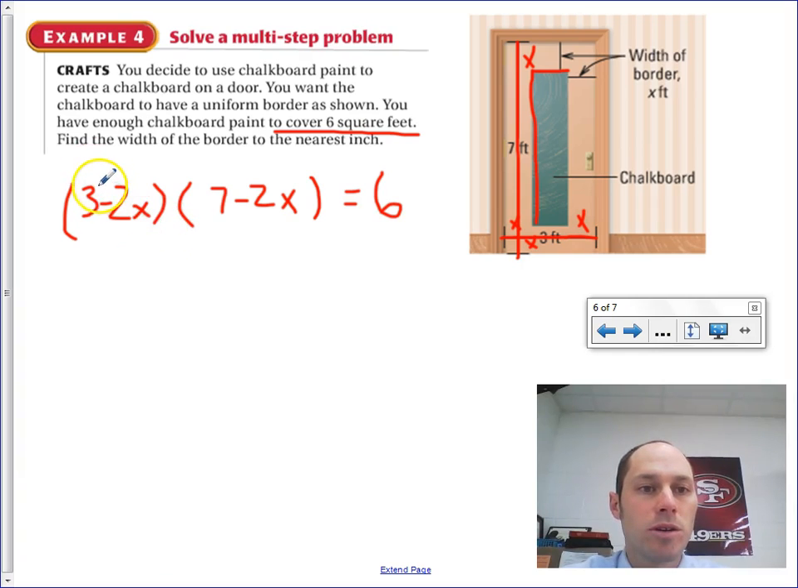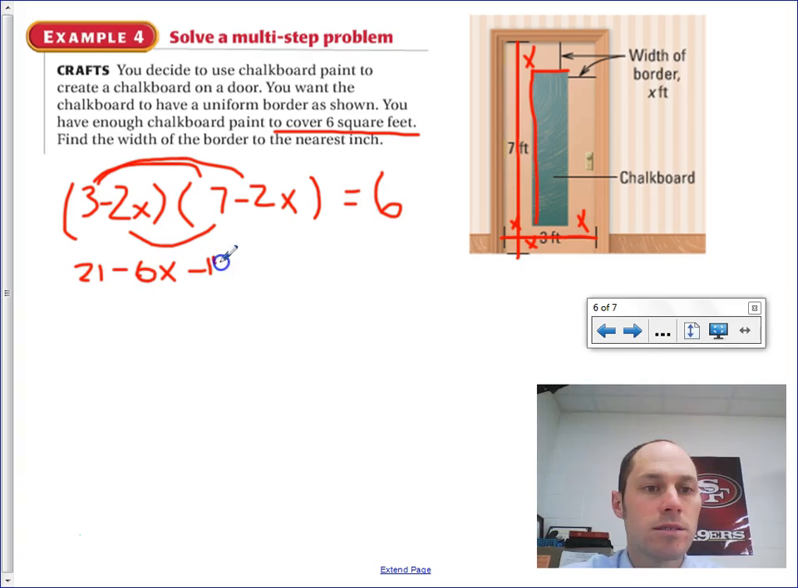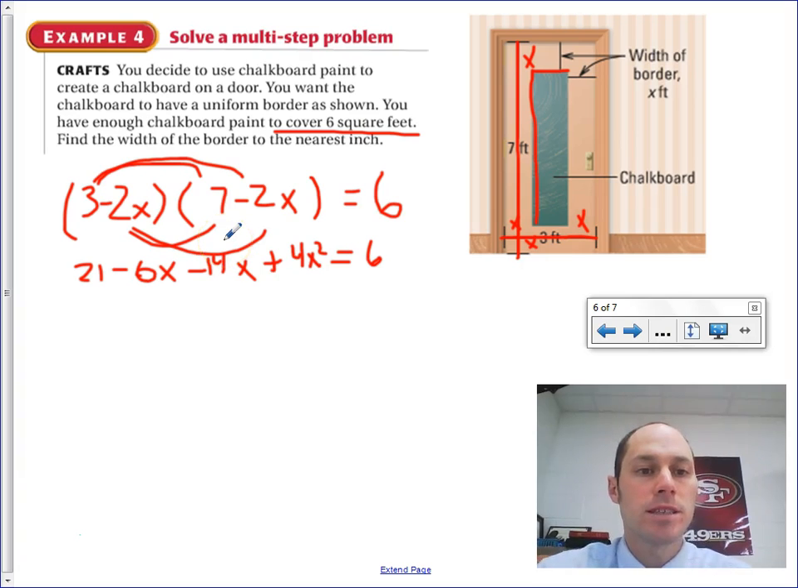So now if we distribute, we get 21 minus 6x minus 14x plus 4x squared equals 6. Now I've got a pretty complex quadratic equation. Let's rearrange terms and combine.